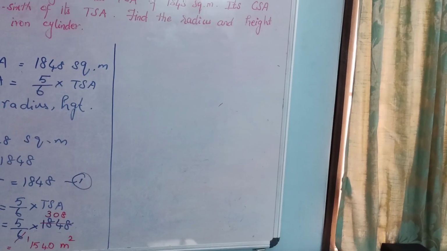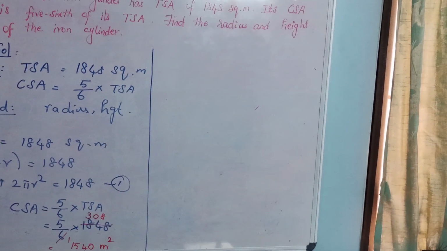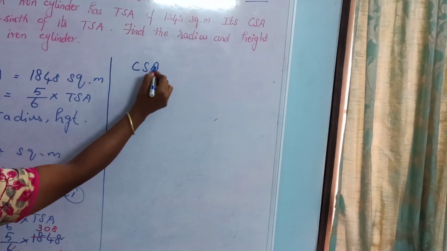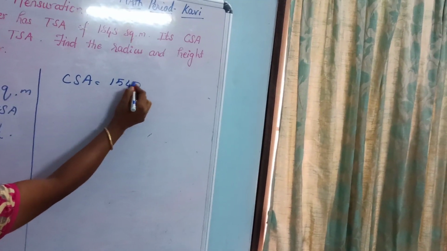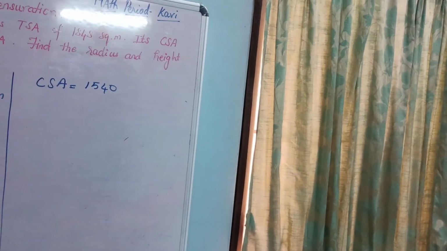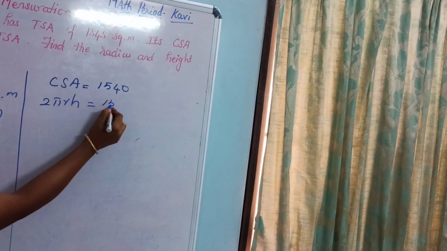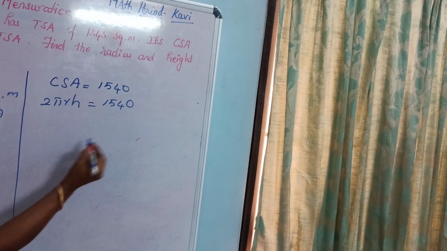Now we will take the CSA. CSA value is given like this: CSA equal to 1540. We know that CSA of a cylinder is given by 2πrh. So 2πrh equals 1540. Now let us keep this as the second equation.